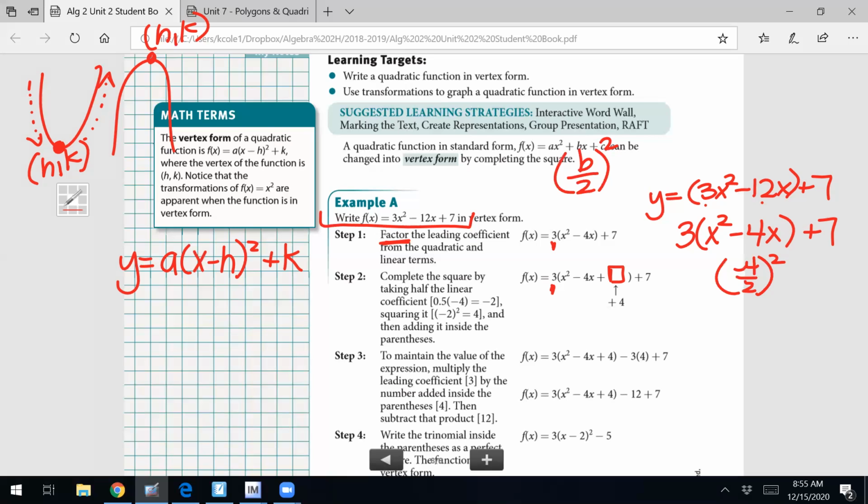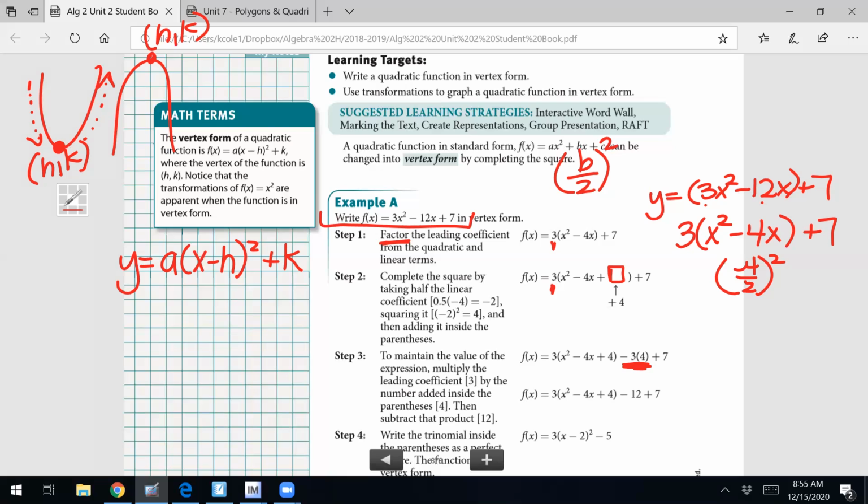Now, you can't just add something to an equation. Remember, you've learned all the way back, probably before Algebra 1, whatever you do to one side, you have to do to the other, okay? You can't just do whatever you want to one side. But since this side over here has the y equals, we're going to compensate for that, and we're going to take whatever that leading coefficient is, which in this case is 3, and multiply it by whatever we added, which is 4.